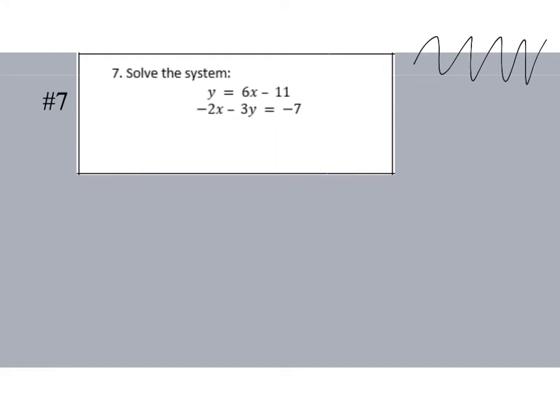Now for number 7, we have a straightforward one for this. It's just a problem, solve the system. Okay, you can solve it however you like. But I see that y equals and a bunch of stuff. That tells me I'm going to solve with substitution. So I'm going to rewrite the second equation, except I'm not going to write y. Instead, I write what y equals, and I use parentheses for that.